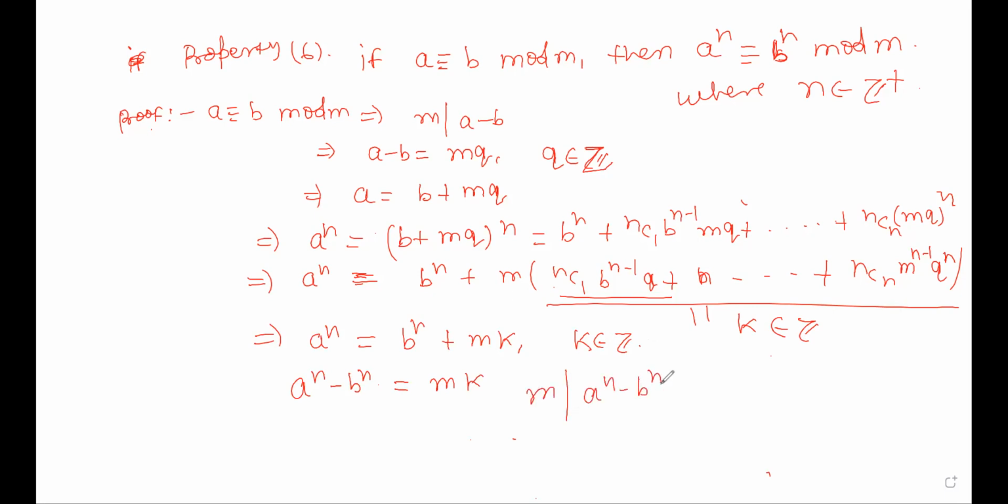and therefore m divides a raised to power n minus b raised to power n, and this can be written as a^n is congruent to b^n mod m. And this theorem has been proved. Now, again, we are going to prove a last and important property.